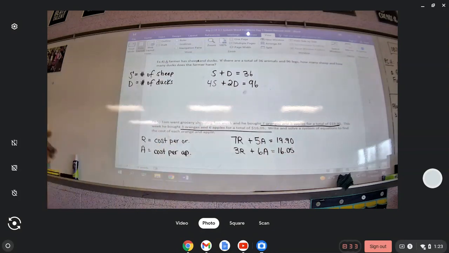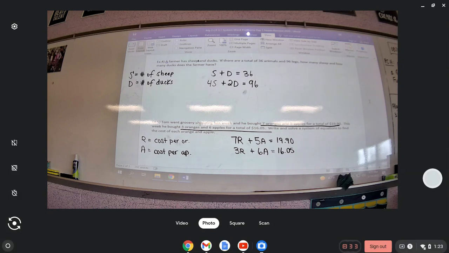$16.05. So they kind of flipped this one. Usually they tell you the cost and you have to find out how many oranges or apples you bought. This time they told you the number of apples and oranges, but they didn't tell you the cost. But it's still multiplication. You're always multiplying the cost with the number, okay?